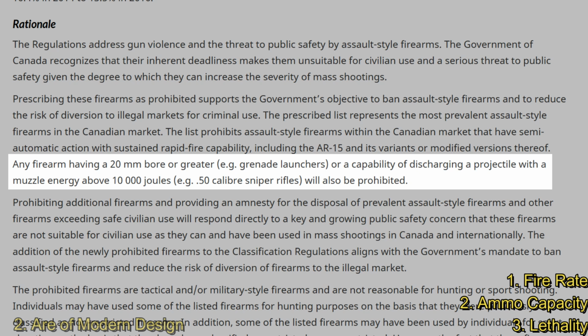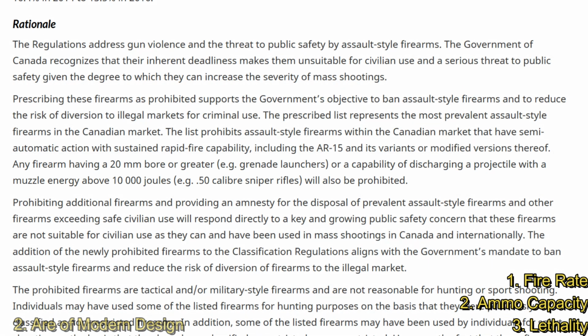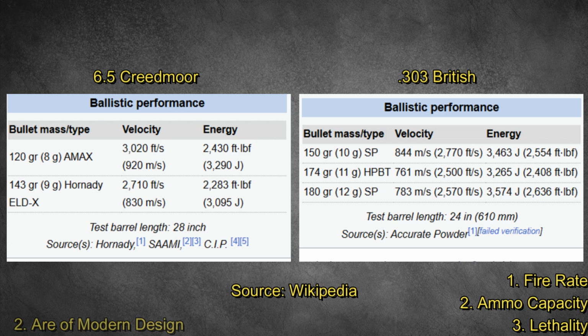The government said that any firearm which has over 10,000 joules of muzzle energy is unsuitable for civilian use. Since the government seems game to use this as their standard, we're going to use it as well. According to the wiki, 6.5 Creedmoor has a muzzle energy of around 3,000 to 3,200 joules, whereas 303 British has closer to 3,500 joules. And this slight difference is more academic than anything, but the edge does go to the 303 British in terms of lethality.